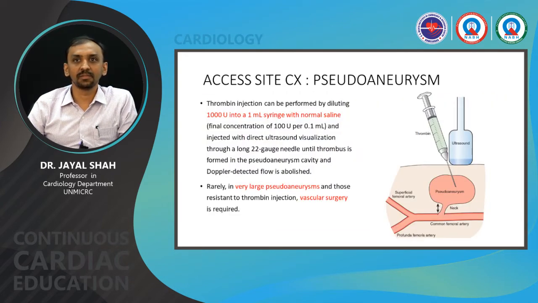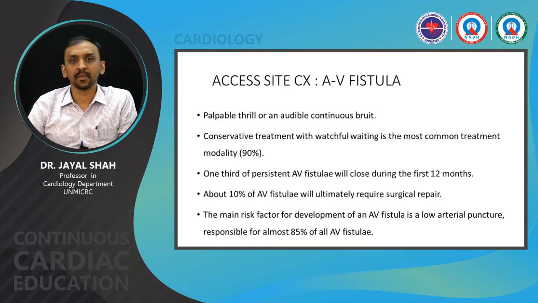This is a picture of how to treat a pseudoaneurysm with thrombin injection. It can be performed directly by inserting a syringe into the pseudoaneurysm under ultrasound guidance, and the dilution we use is 1000 units of thrombin in 1 ml of syringe. Rarely, in very large pseudoaneurysms that are resistant to thrombin injection, surgical options are required.